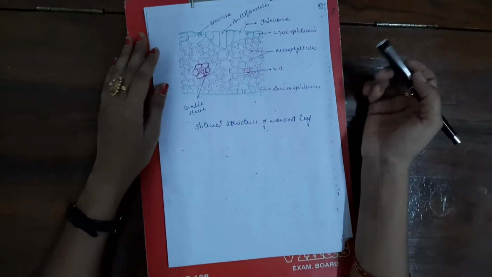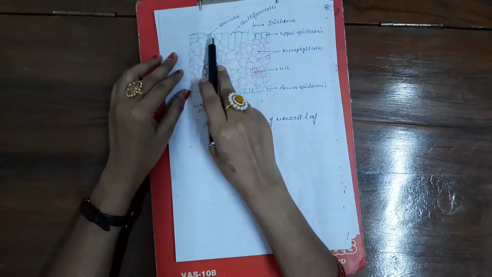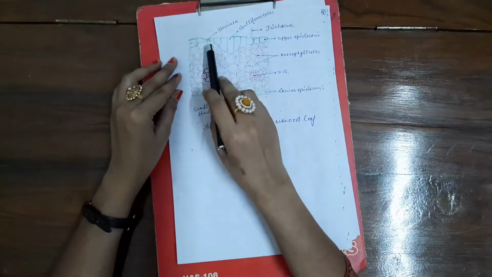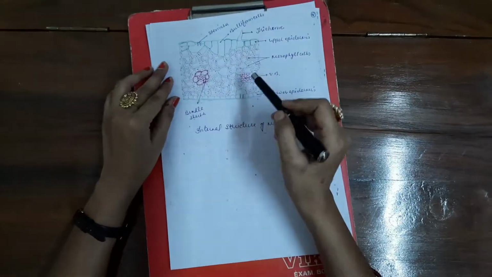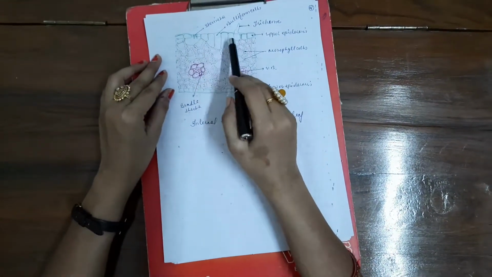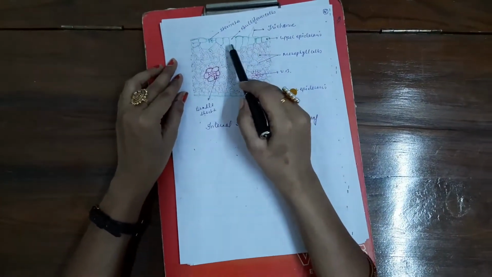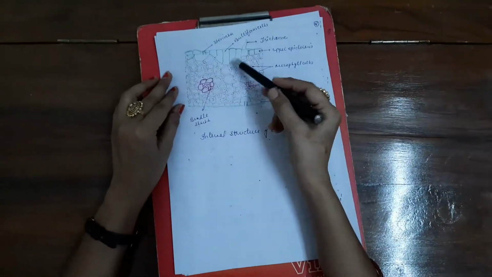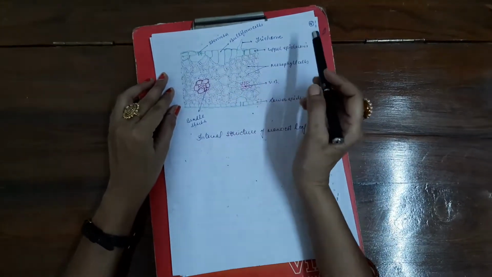Here I have shown the internal structure of monocot leaf. The first layer is upper epidermal layer and lower epidermal layer. In the upper epidermal layer, stomata are present as well as trichomes. The stomata are also present in lower epidermal layer. In the upper epidermis, there are several large cells present. These cells are called bulliform cells. These cells are vacant. In between both the layers, mesophyll cells are present.